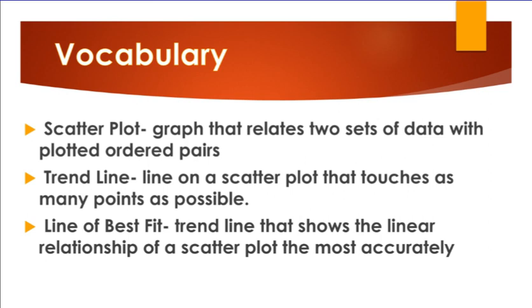They're not going to be in a straight line if you were to connect them point to point. So the trend line is just a line on a scatter plot that touches as many points as possible. Many times it's just going to go through the center of where all the points are, touching the majority of them. And then the line of best fit is just a trend line that shows the linear relationship of a scatter plot and plots it the most accurately. So it's just going to be the closest line we could get.